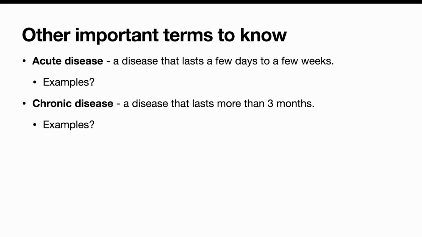So let's think of some examples. An acute disease would be the common cold, right? The flu, something that you have for a certain short specified period of time, and then you don't have it. Chronic disease, on the other hand, lasts more than 3 months. So we could say something like asthma. That's a chronic disease.